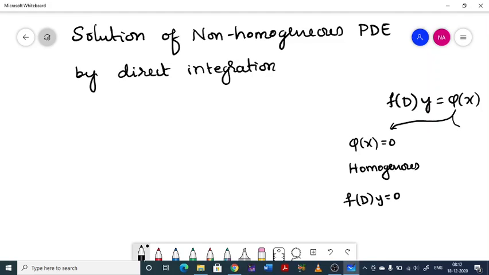If this term is not equal to 0, then we call this differential equation as non-homogeneous. So generally it will be of the form f of D into y equal to phi of x with phi of x not equal to 0. Same concept is extended to now PDE, partial differential equations, and in this video we are going to discuss how to find the solution of a non-homogeneous PDE by using direct integration method.